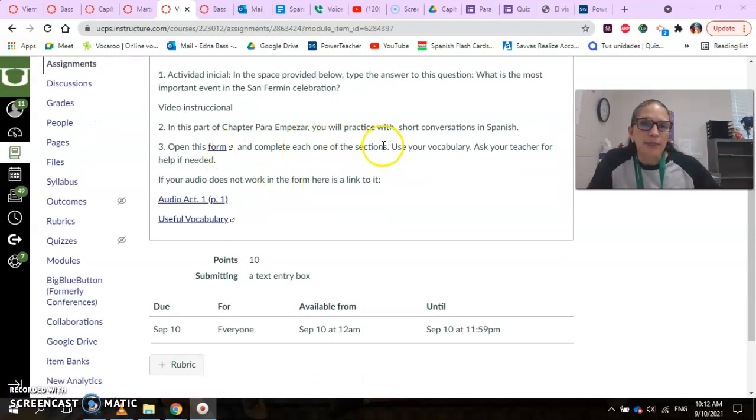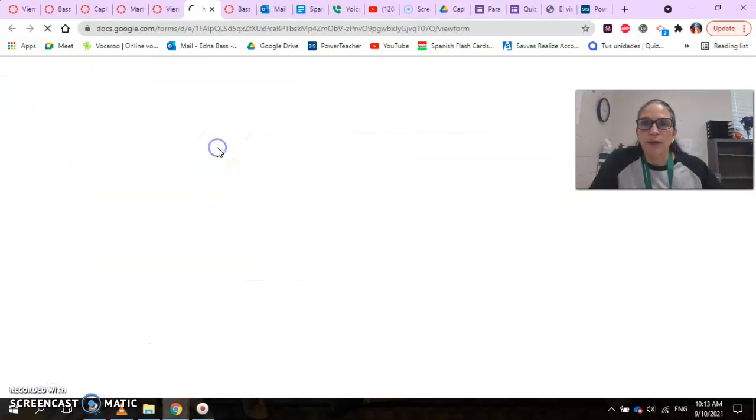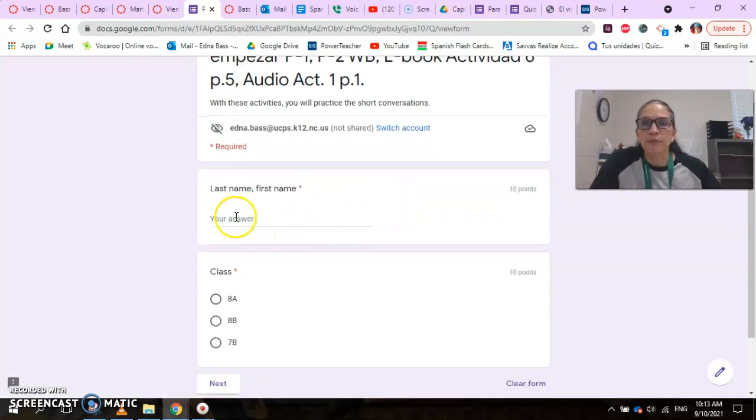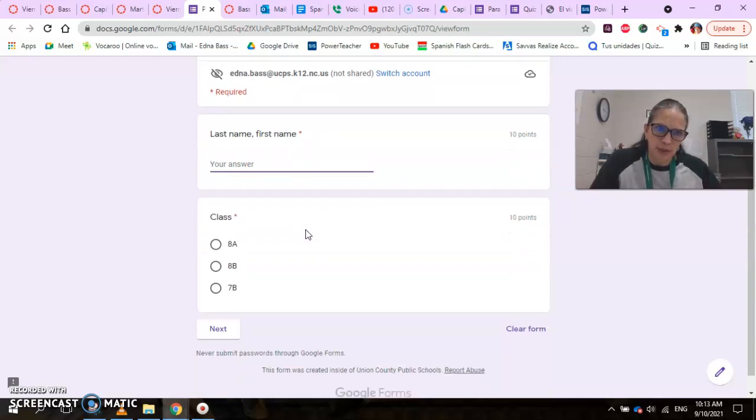In this chapter of Para Empezar, and in this part of the chapter, you're going to be practicing some short conversations. So you're going to open this form. This form is going to take you here. You're going to put your last name and first name. To get these 10 points, the last name and the first name have to start with a capital letter. That's how you get your 10 points.